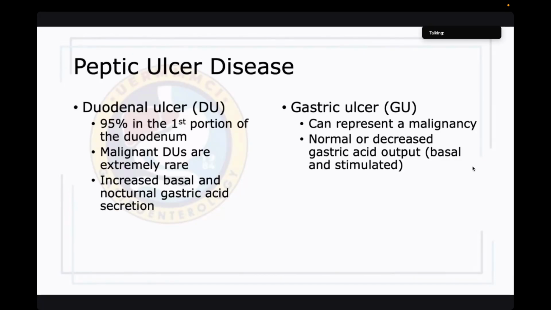Another difference is that while patients with duodenal ulcers have increased basal and nocturnal gastric acid secretion, those with gastric ulcers actually have normal or even decreased gastric acid output. So what does this mean? It means that in gastric ulcer, the problem is probably more of impaired mucosal defense.